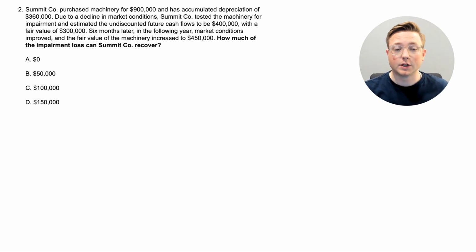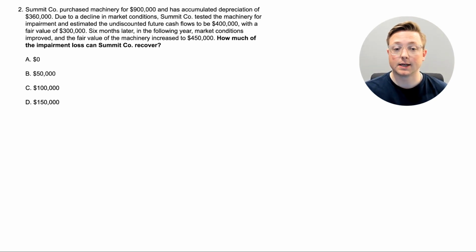All right, here we are at question 2. How much of the impairment loss can Summit Co. recover? Okay, so we're talking about impairment loss recovery. Summit Co. purchased machinery for $900,000 and has accumulated depreciation of $360,000. Due to a decline in market conditions, Summit Co. tested the machinery for impairment and estimated the undiscounted future cash flows to be $400,000, with a fair value of $300,000. 6 months later, in the following year, market conditions improved and the fair value of the machinery increased to $450,000. So that's great. It's worth more now.